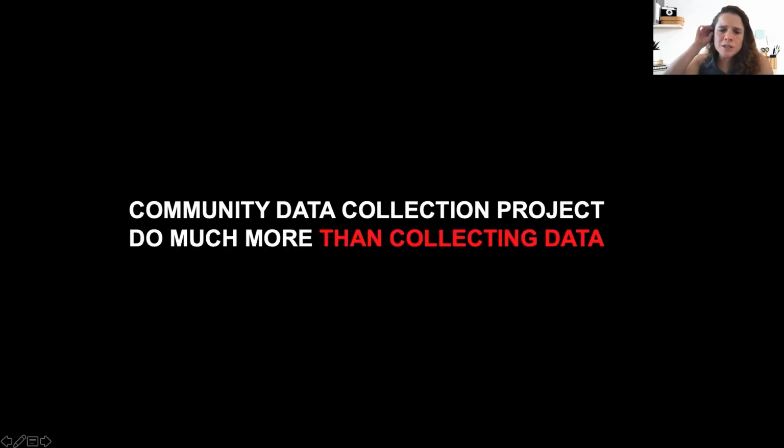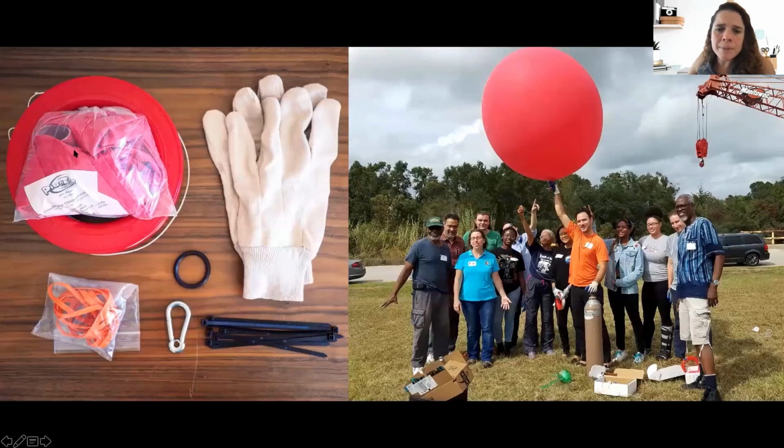So in this chapter, I don't just talk about how impactful having your own measurement strategies can be, but I also talk about how community data collection projects do much more than collecting data. They also really create communities around a shared topic and idea. And here's an example from a balloon mapping project that happened in the United States after the Horizon oil spill. Really this group of diverse individuals came together to map the extent of the oil spill and use it to advocate for their community.